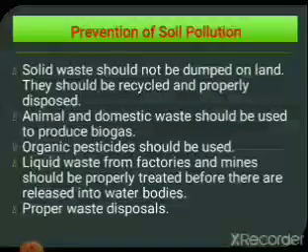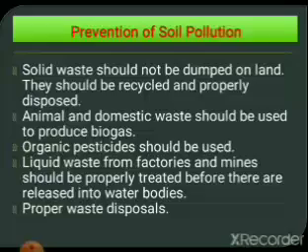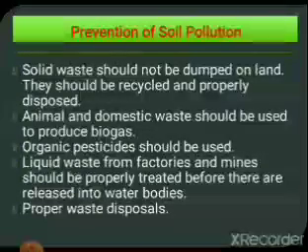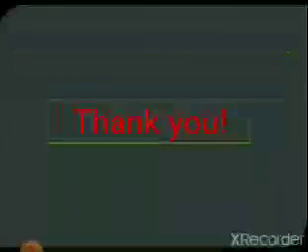Proper waste disposal should be there. If we follow this protocol, then we can prevent soil pollution. I hope you have understood this concept of soil as a resource, soil pollution, soil erosion. Thank you.